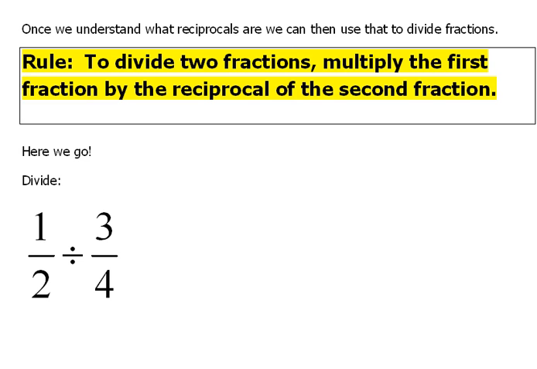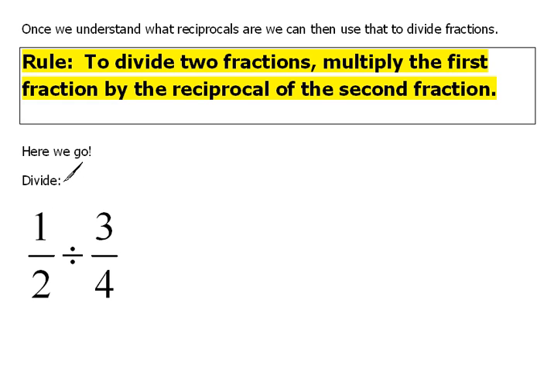Okay, now that we have an understanding of what reciprocals are, we can use that knowledge to help us divide fractions. So we need to know the rule first. The rule says that to divide two fractions, we multiply the first fraction by the reciprocal of the second fraction. So here we go. Let's work this example right here.